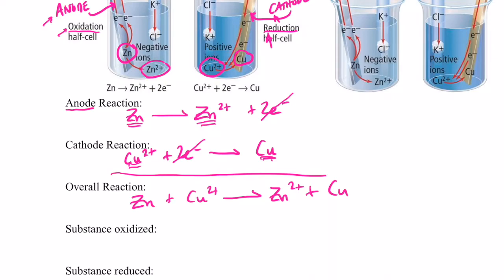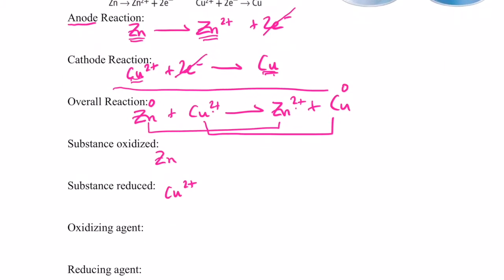Well, while we're here, let's go ahead and identify the substance oxidized, the substance reduced, the oxidizing and reducing agent. So you can see zinc starts out with an oxidation number of 0, copper, of course, 2 plus. Zinc ends up as 2 plus, and copper metal has an oxidation number of 0 on the product side. So it looks like zinc goes from 0 to 2 positive. So zinc was oxidized, folks, and copper 2 plus becomes copper metal. It had to gain 2 electrons to do that. So copper 2 plus was reduced, excuse me.